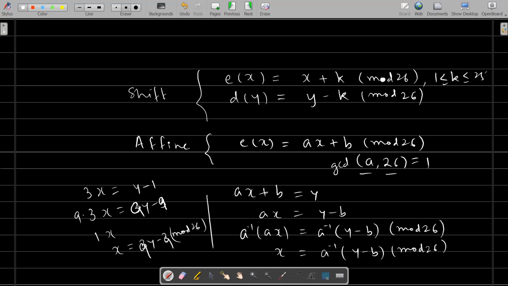So that was the affine crypto system, which was more general than shift, where we multiply x also by some suitable number A to make it more and more complex for the third person to hack or crack it. Fine, any doubt?